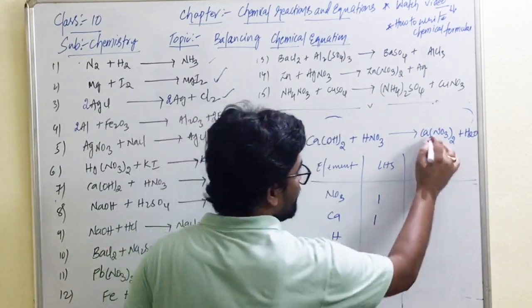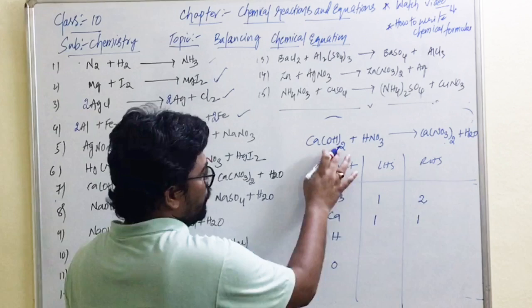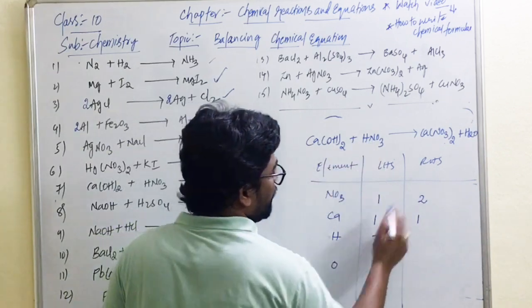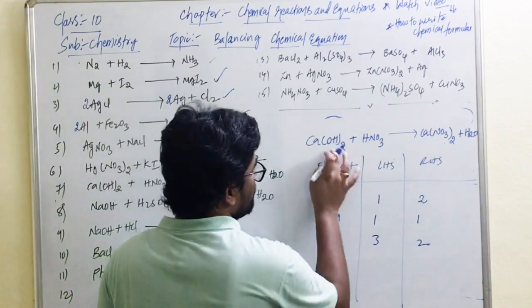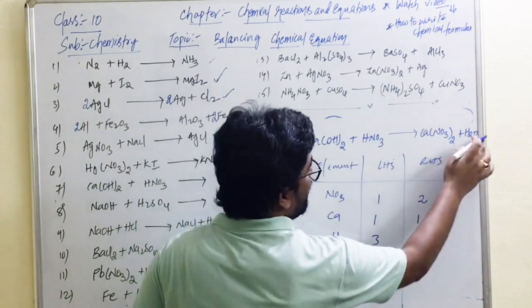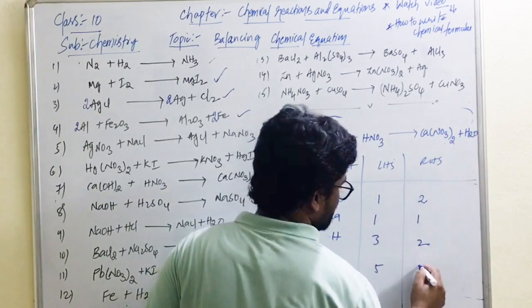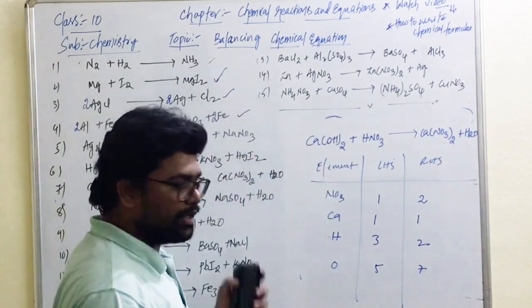Calcium: 1 on the left hand side, 1 on the right hand side. Hydrogens: 2 plus 1, 3. Here we have 2. Okay, now oxygens: 2 plus 3, 5, and here we have 3 twos are 6 plus 1, 7. Okay, now let us balance one by one.